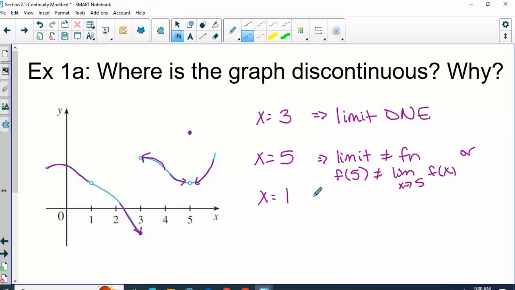All right, at 1, does the function exist? No, there is no closed circle here, so the function does not exist, or f of 1 does not exist. So this illustrated the three rules and how each of those three rules might be violated. Is that okay?